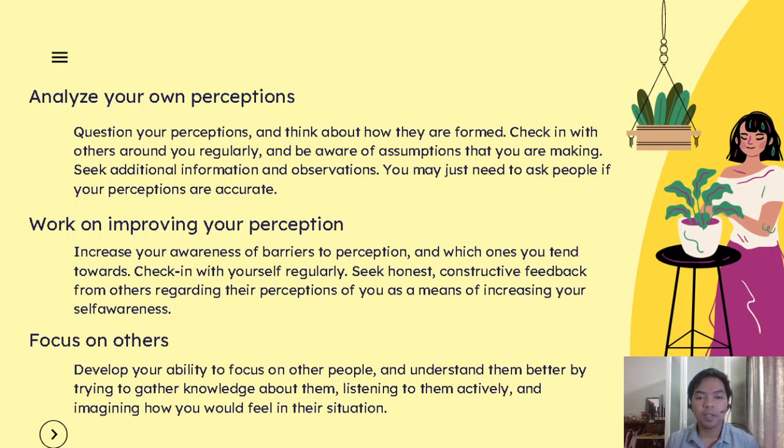So increase your awareness of barriers to perception and which ones you tend towards. Check in with yourself regularly, and seek honest, constructive feedback from others regarding their perceptions of you as a means of increasing your self-awareness. So if we are self-aware, or if we are aware of the things that we can improve on, then we would be more effective in terms of accurately perceiving the information.